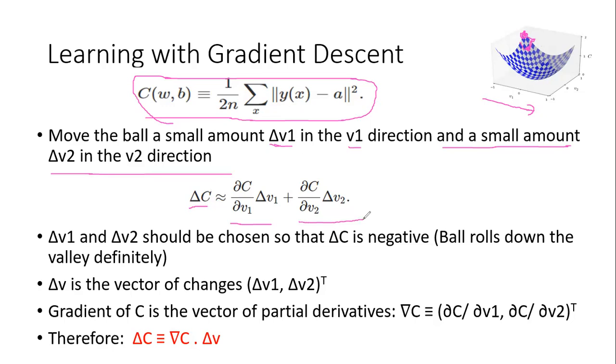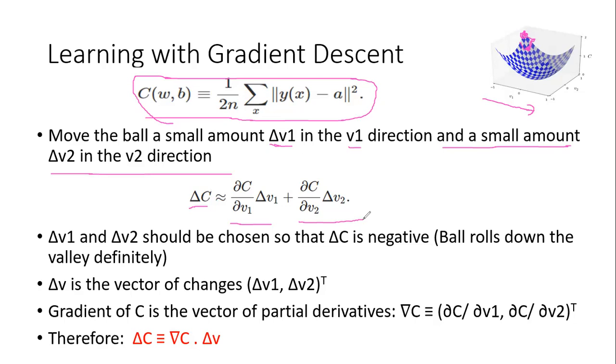So I derive the cost with respect to V1, multiplied by the rate of change of V1, plus the same for V2, because I'm adding it up, right? I first move in the V1 direction and then in the V2 direction. When I move in the V1 direction, there is a change, and I multiply that by the derivative value of the cost with respect to V1. Similarly, I do the same for V2.